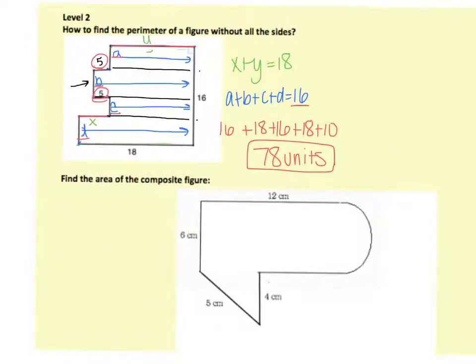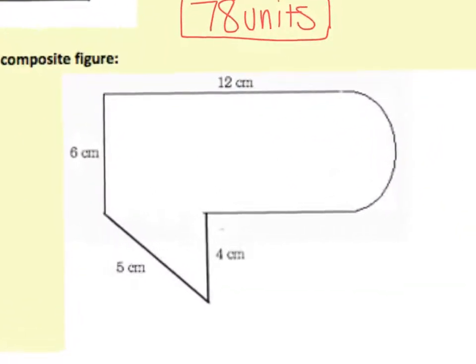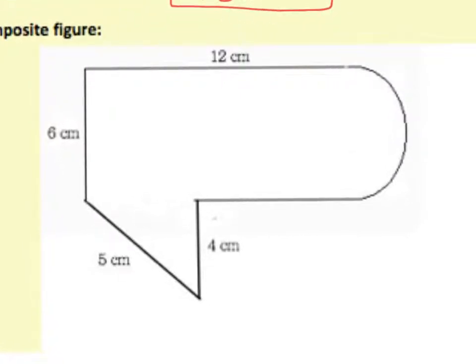Okay, let's take a look at an area of composite. So here we've got a couple different shapes right off the bat that I can see. I've got this curved line over here that tells me that I'm going to have some sort of circle, and it looks to be a semicircle because it's not the whole thing. Okay, and I know to find a circle, that's going to be pi r squared. But if it's a semicircle, I'm going to divide it by 2.